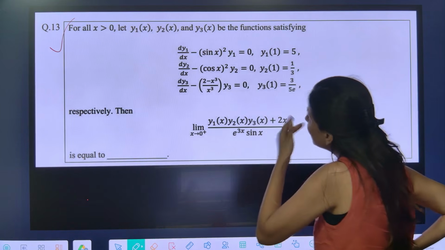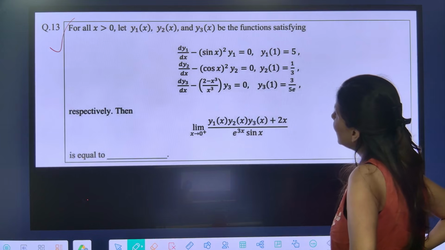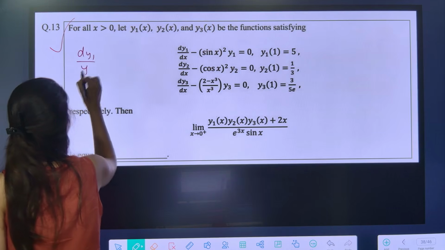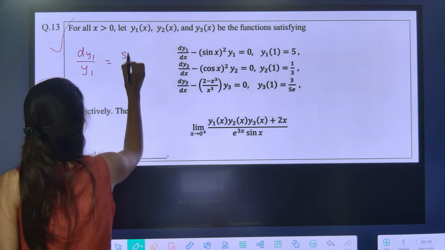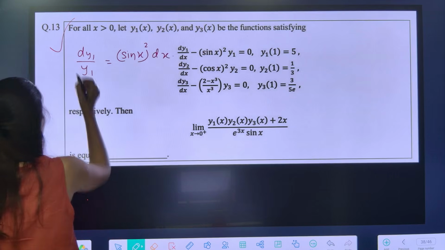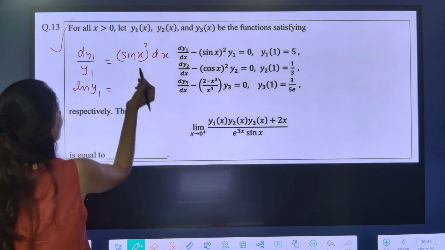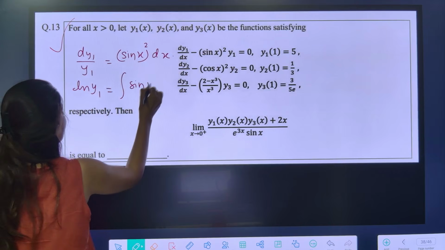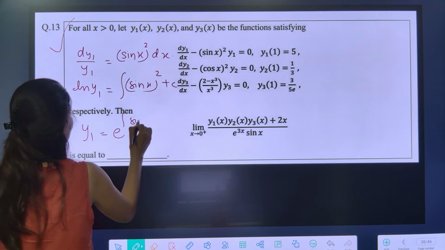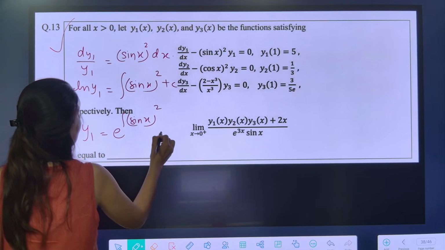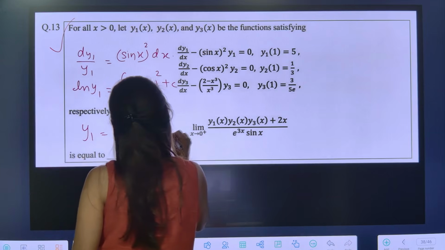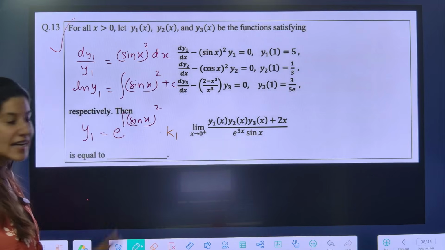Now over here, yes, dy1. Can you see this is a differential equation? dy1 upon y1 is equal to sine x whole square into dx. Correct? So this is log of y1 is equal to integration of sine x square plus c. y1 will be equal to e power integration of sine x whole square and e power c or k. So there will be a constant, let's say k1. Okay, this is y1, integration of sine x whole square.